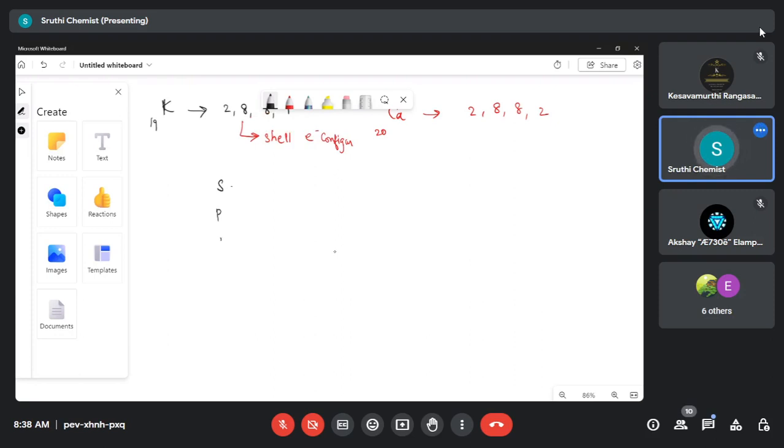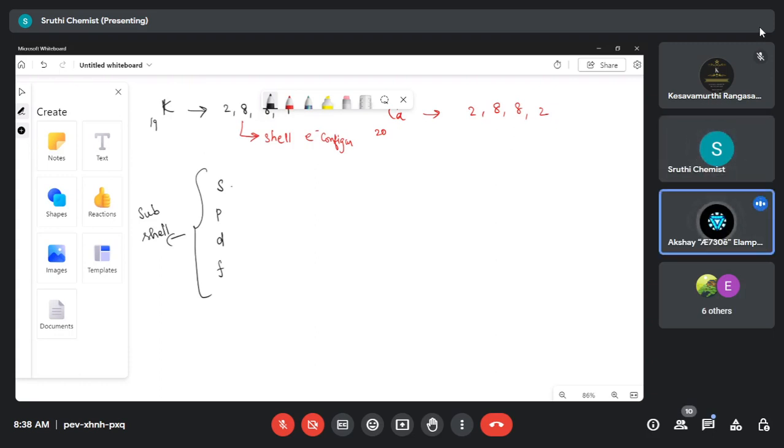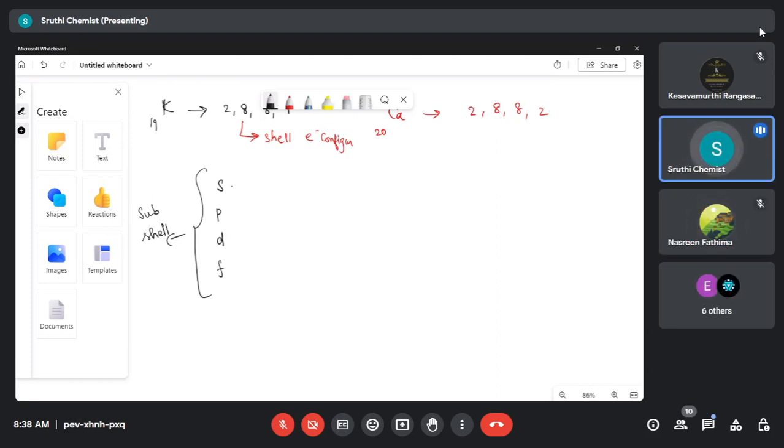S, P, D, F. What is this called? They are subshells. What is this SPDF called? Subshells. Okay. So what is the maximum number of electrons in the second shell? 8 electrons. So you have a maximum number of 8 electrons in the shell, right?